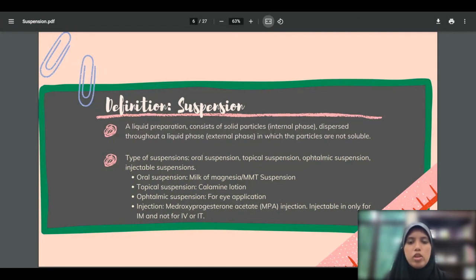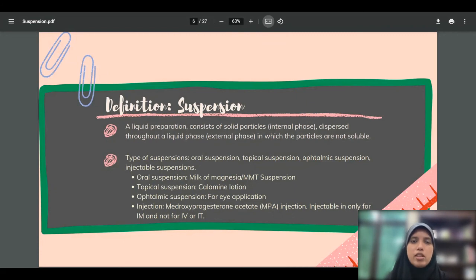For injection, we have an example, the MPA injection. This is a type of hormone injection. We have to remember that injectable suspensions are only for the intramuscular route and not for IV or intrathecal. Intrathecal means injection into the spinal fluid around the brain and spinal cord. So injection in the form of suspension is not acceptable for intrathecal administration and also for intravenous administration.